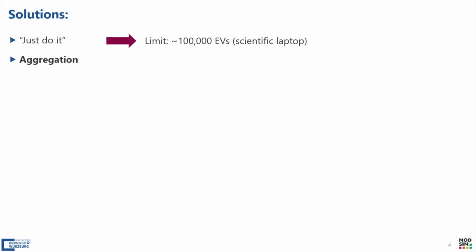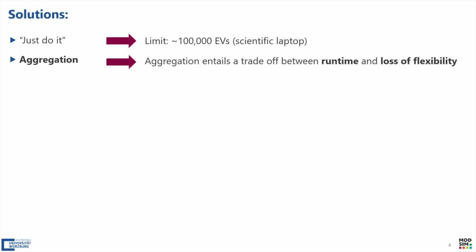And as I already said, there are multiple aggregation methods in the literature, and we already saw some flexibility models in the last sessions, and often they are connected to aggregation methods. The problem, however, is that each time we do aggregation, we usually lose some of the inherent flexibility that the electric vehicles had in the first place, just because we model them now in a simpler manner. At the same time, we gain runtime. And now the question is, how much runtime do we gain for how much flexibility we lose?